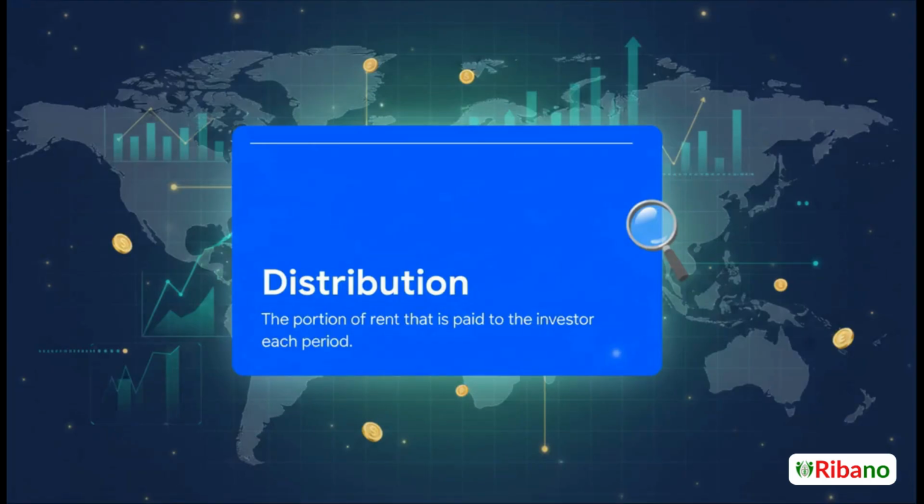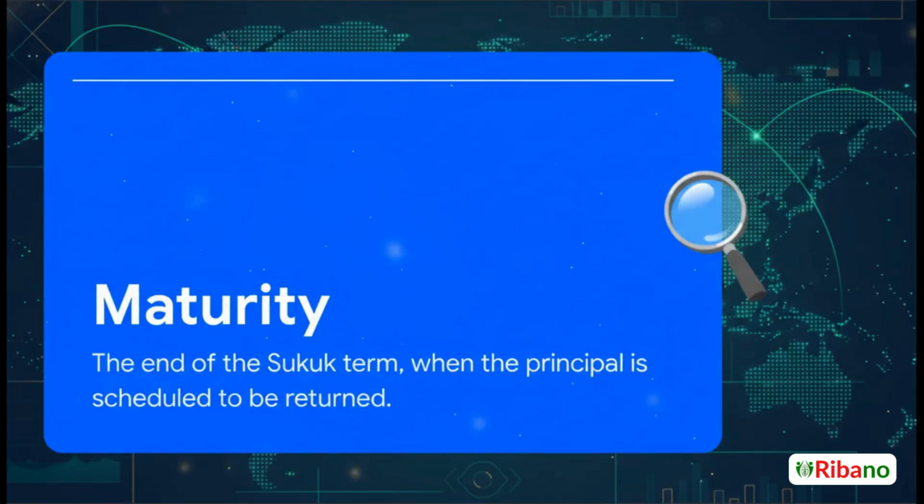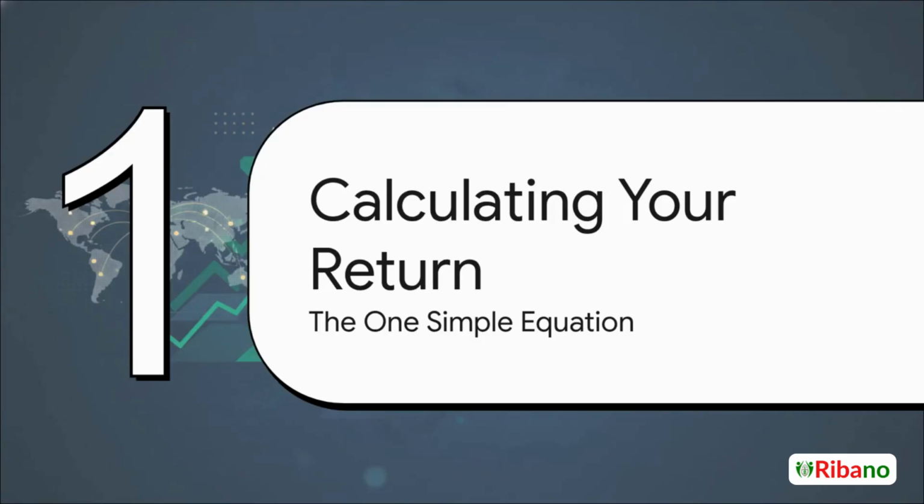And all of that leads us right here, to the distribution. This is the good part. It's the actual cash payment you receive in your account. It's your slice of the rental income paid out at regular intervals, maybe every quarter or every 6 months. And last but not least, there's maturity. This is simply the end date, the finish line for the sukuk. It marks the end of the whole rental period, and it's when you're scheduled to get your initial principal investment back.